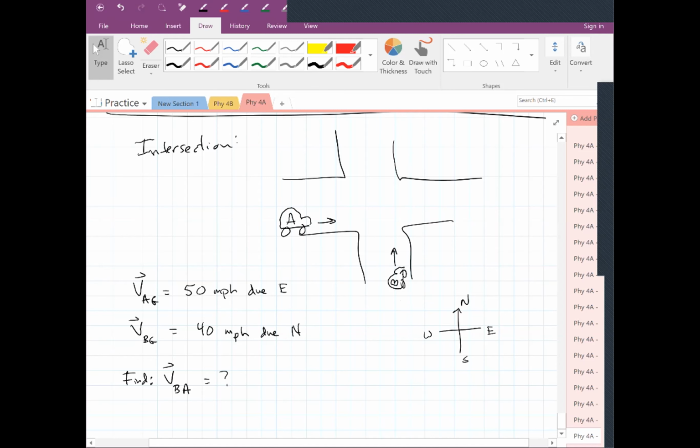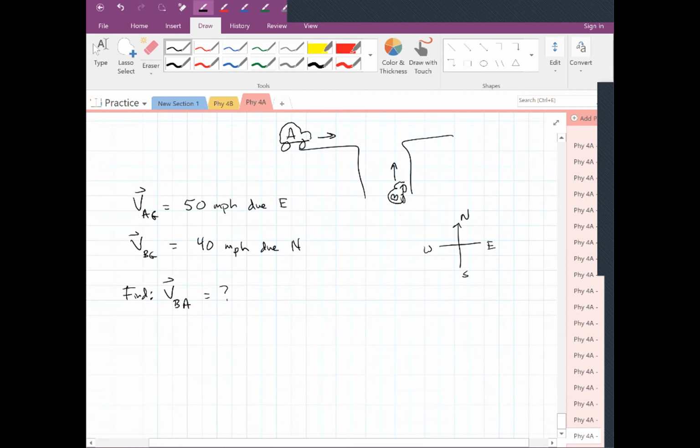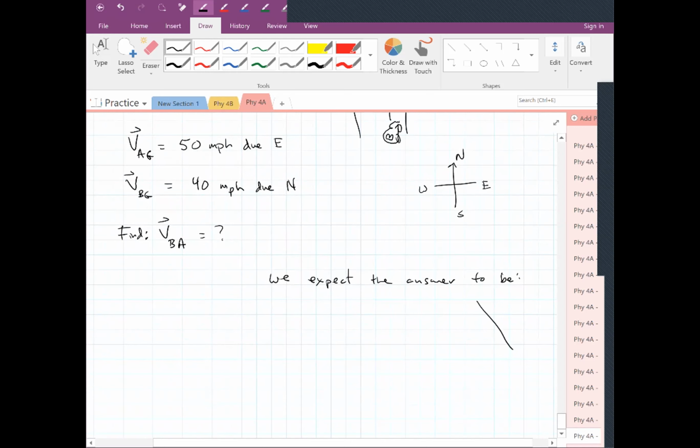So we expect our answer to be something like this. Right, something like that. Something that points up and to the left, from B to A, right? So let's see what we get here.